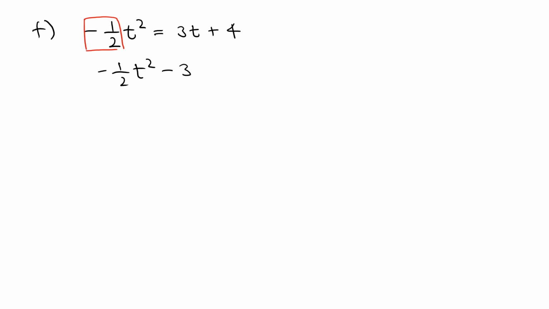So let's say we have this one. We have negative 1/2 t squared equals 3t plus 4, and there are a few problems here. One thing is we have a fraction, and also this is not in the standard form. So let's write it in the standard form first. So it is 1/2 t squared, and I'm going to move the 3t term to this side, and leave the constant on the other side, because we had to do that anyway. So we leave it there.